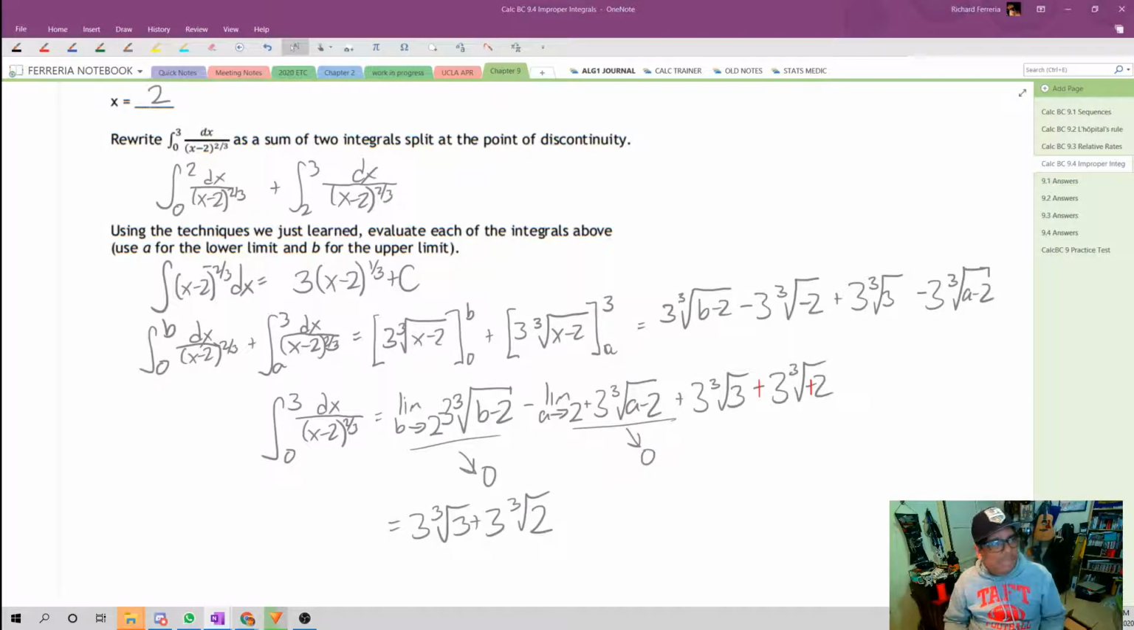And I'm looking at this and I'm realizing that I made a mistake way back over here. This was supposed to be 3 minus 2. So this over here should have been 1. So this looks like 3 plus 2 cube root of 2, which I'm going to stick with.